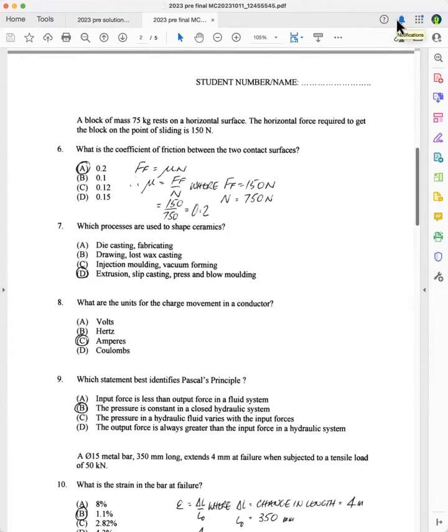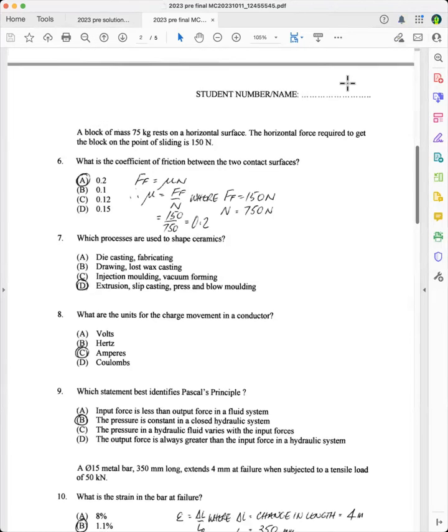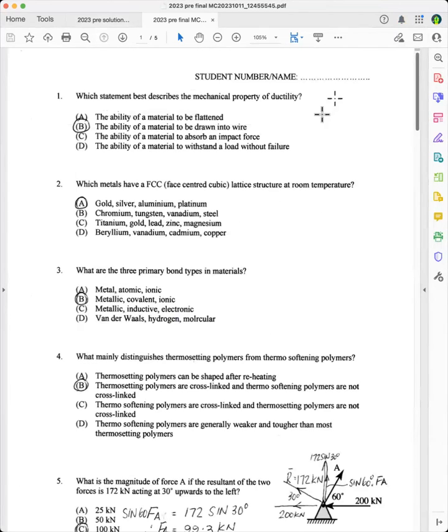Year 12. This lesson, I will be going over the solutions to the independent preliminary exam for Year 11 for 2023. I'll start with the multiple choice here.